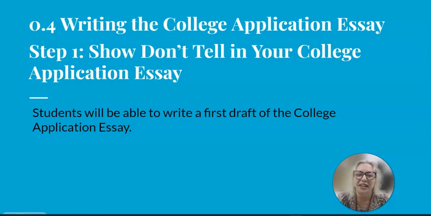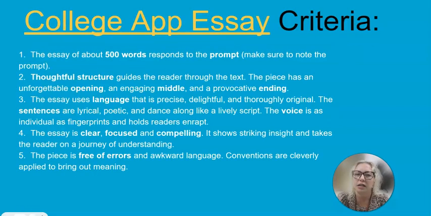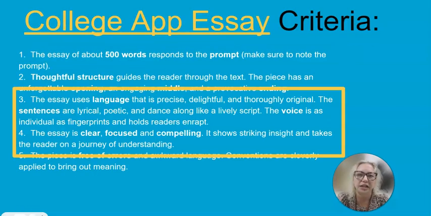It's 0.4, writing a college application essay, and step 1: show, don't tell in your essay. The learning objective is students will be able to write a first draft of the college application essay. We're really focusing on these two criteria, 3 and 4: the actual language that you use and how your voice comes through, and how clear, focused, and compelling your ideas are as we look at this particular strategy.